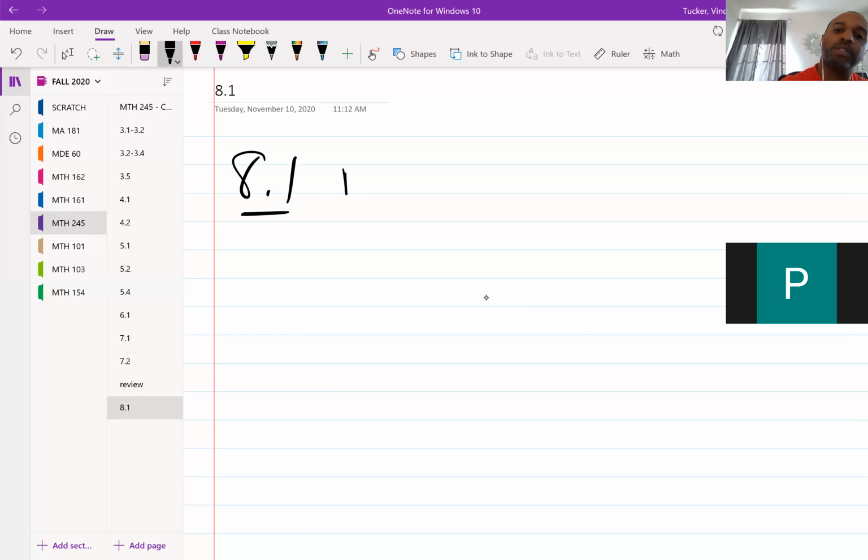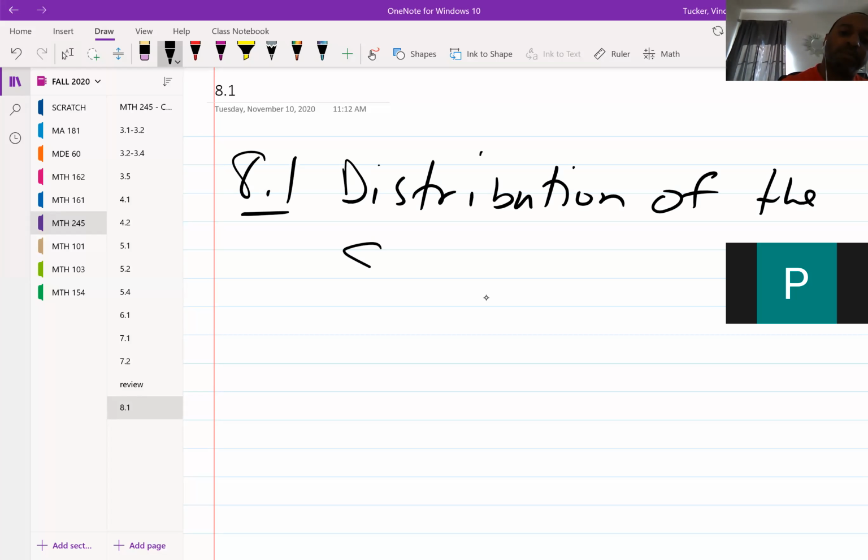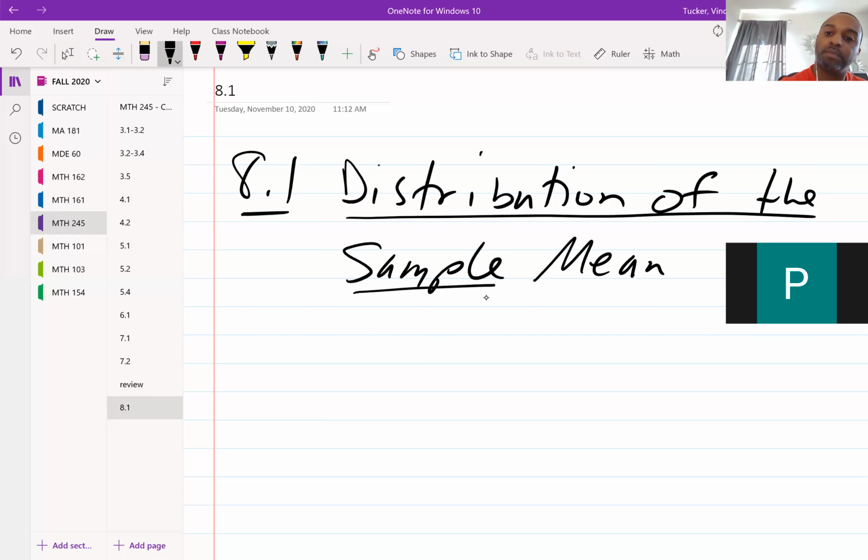8.1 is distribution of the sample mean. How would I do that? I tried to Google a calculator for that this morning. Distribution of the sample mean? Would I just put in sampling distribution calculator? You really wouldn't need one, because it's leaning on your z-scores and the z-score chart. Go on with the study, sir. All right.